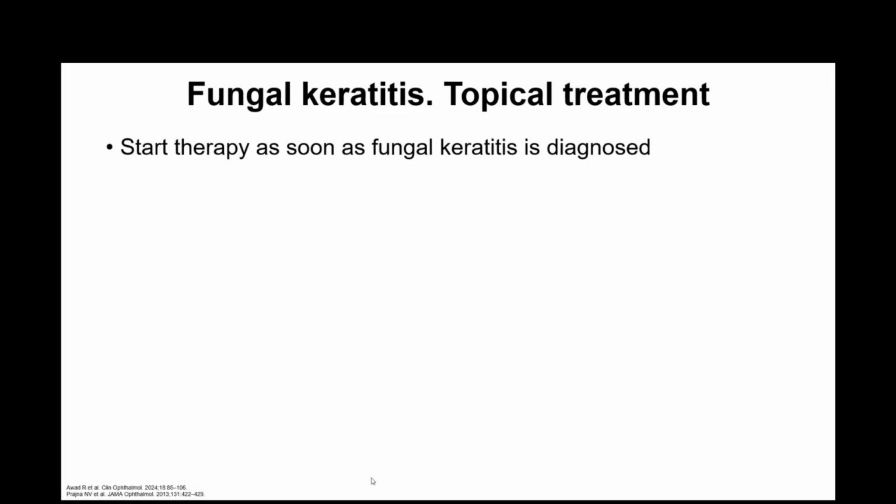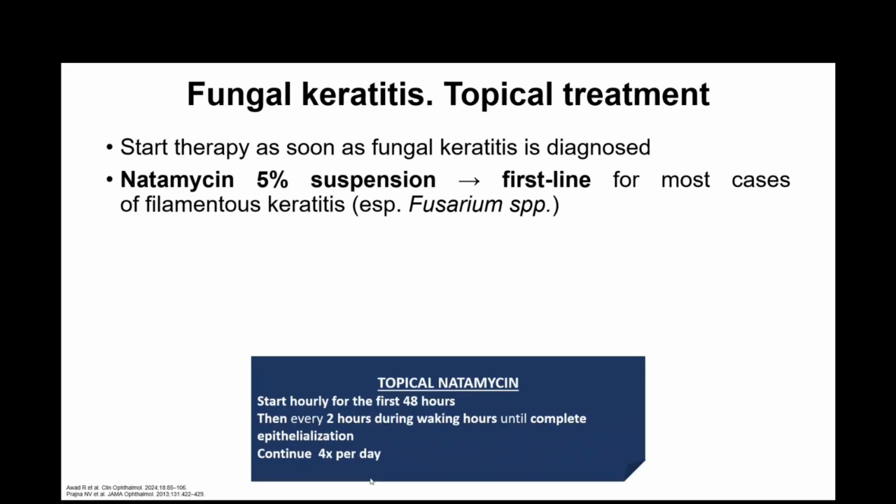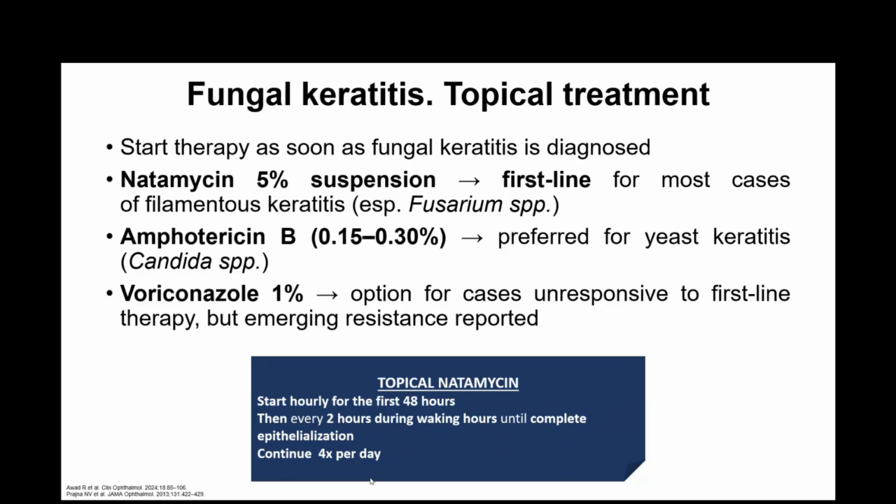Mainstay of fungal keratitis treatment is topical, and therapy should start as soon as fungal keratitis is diagnosed. Natamycin suspension is first line for most cases of filamentous keratitis, especially Fusarium species. Start hourly for the first 48 hours, then every 2 hours during waking hours until complete epithelialization, and continue 4 times per day. Amphotericin B is preferred for yeast keratitis, including Candida species, and voriconazole 1% solution is an option for cases unresponsive to first-line therapy, but we should remember emerging resistance is reported.